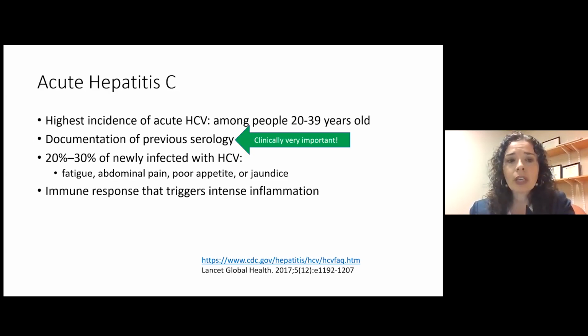And fortunately, only 20 to 30% of newly infected patients with hepatitis C will experience fatigue, abdominal pain, poor appetite, or jaundice like this patient, which means a majority of patients, about 70 to 80%, in contrast, will actually have no symptoms. And it's thought that the patients who do present with jaundice and very, very elevated liver enzymes, as this patient does, is due to the immune response that triggers an intense inflammation.